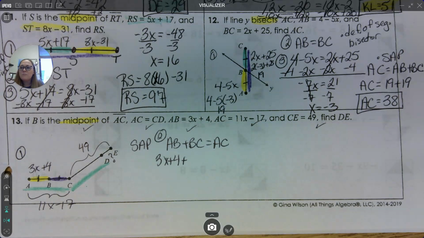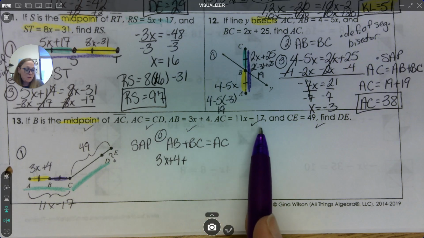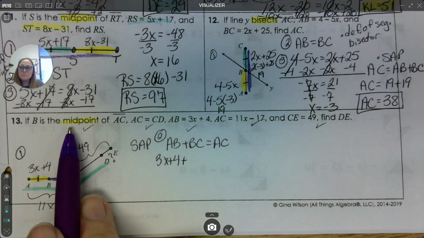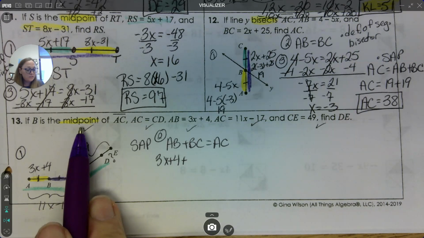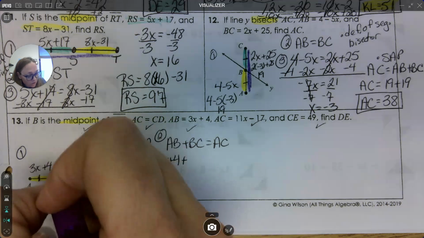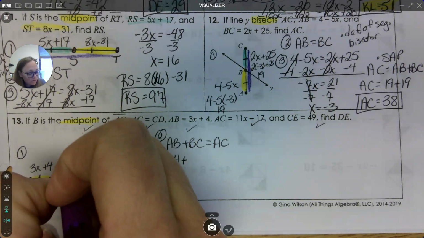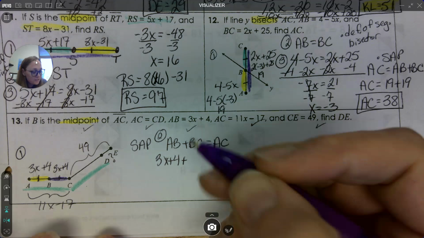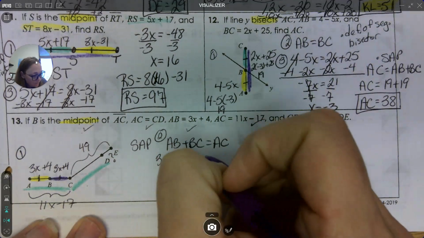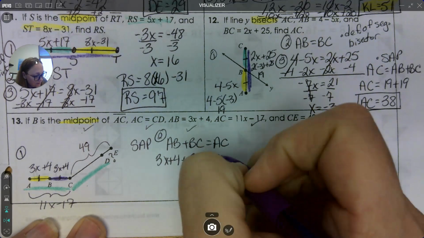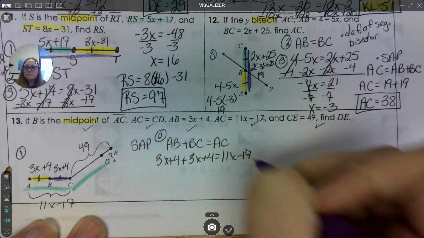Uh-oh, but they haven't given me BC. Well, they really have. They just didn't type it out here. But they told you what BC is by using the word midpoint, because that means it's been cut in the middle. So I can actually label that 3x plus 4 as well. Or you can times it by 2, whatever you feel most confident with. And then I know AC is 11x minus 17.